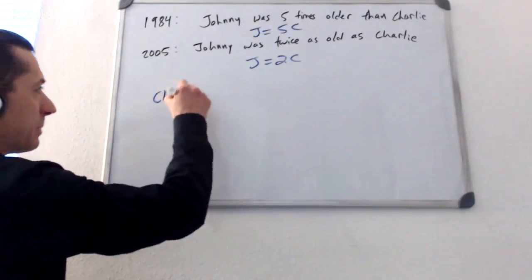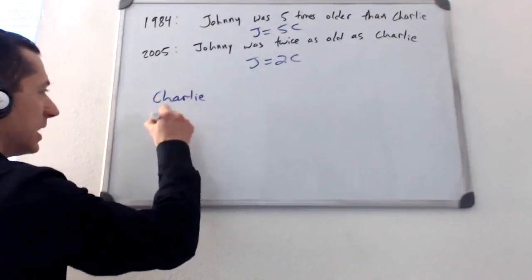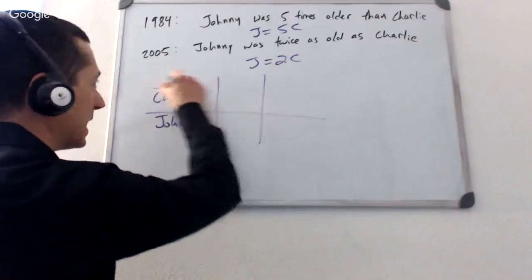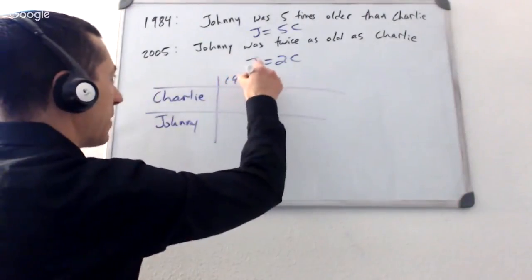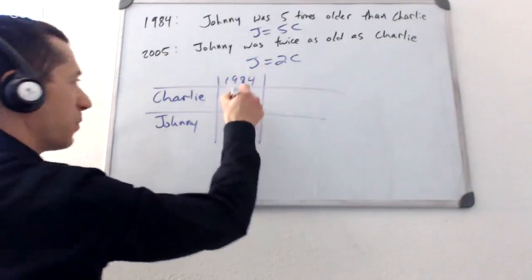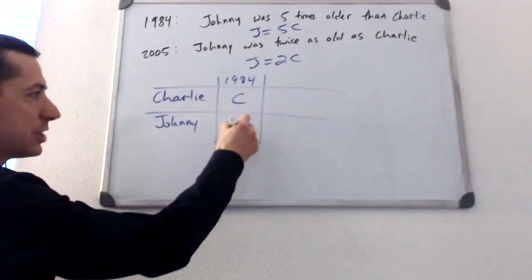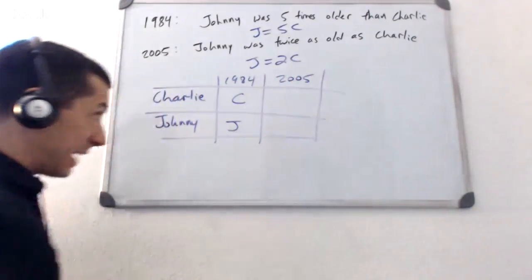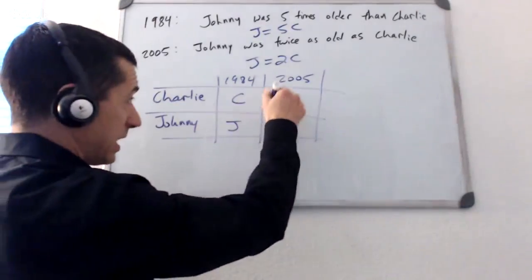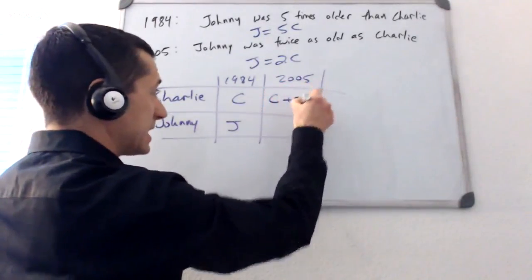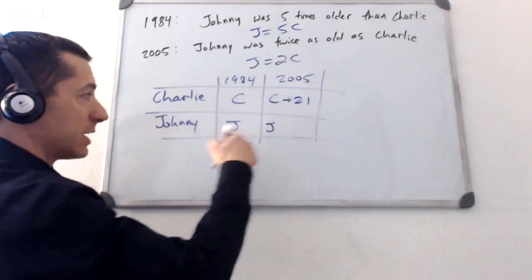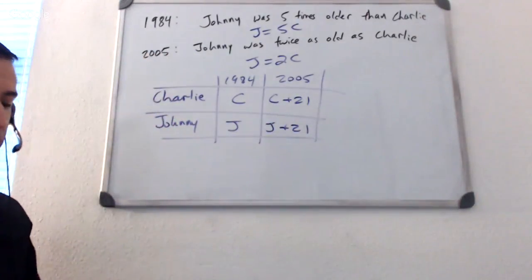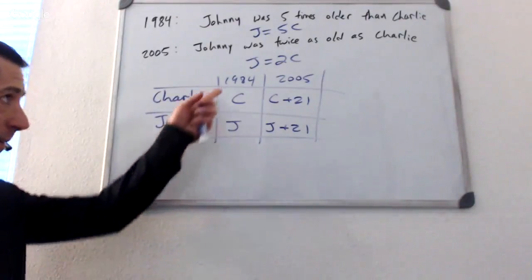Sometimes you'll see people set up little charts and say, well, here's Charlie and here's Johnny. The chart doesn't do anything, but if it helps you think about the variables, that's great. 1984, we can call Charlie C and Johnny J. 2005, sadly, both of these fine men have aged. Now in 2005, Charlie is no longer C. He's got to be C plus 21. Johnny is no longer J. He's J plus 21. And now you can turn this into nice, pretty little equations.